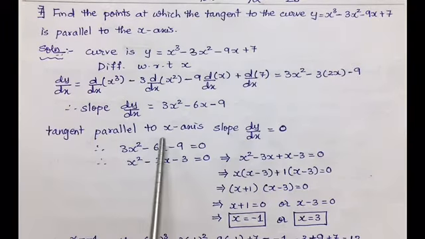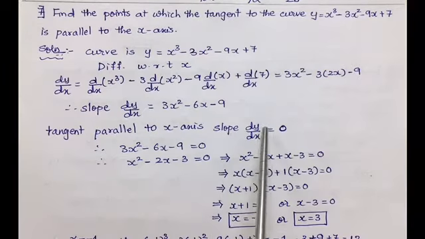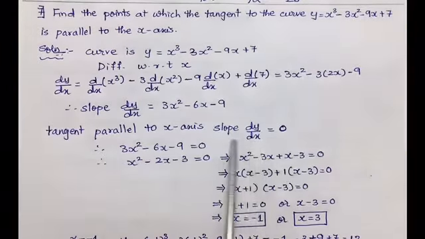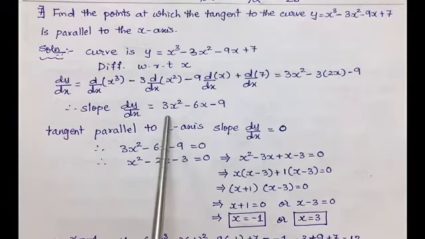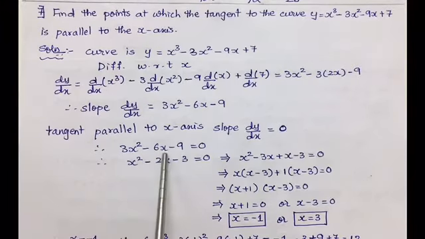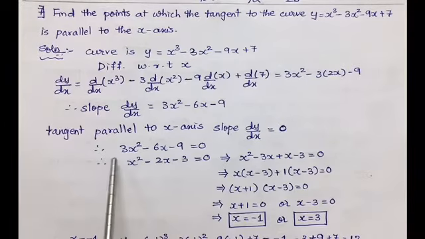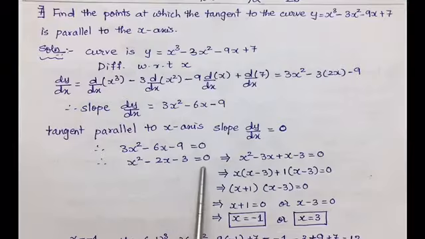Now tangent is parallel to x-axis, therefore the slope of tangent dy by dx will be equal to 0 because it is parallel to x-axis. So equating the slope equation, that is 3x square minus 6x minus 9 equal to 0. Taking out 3 common, we get x square minus 2x minus 3 equal to 0.